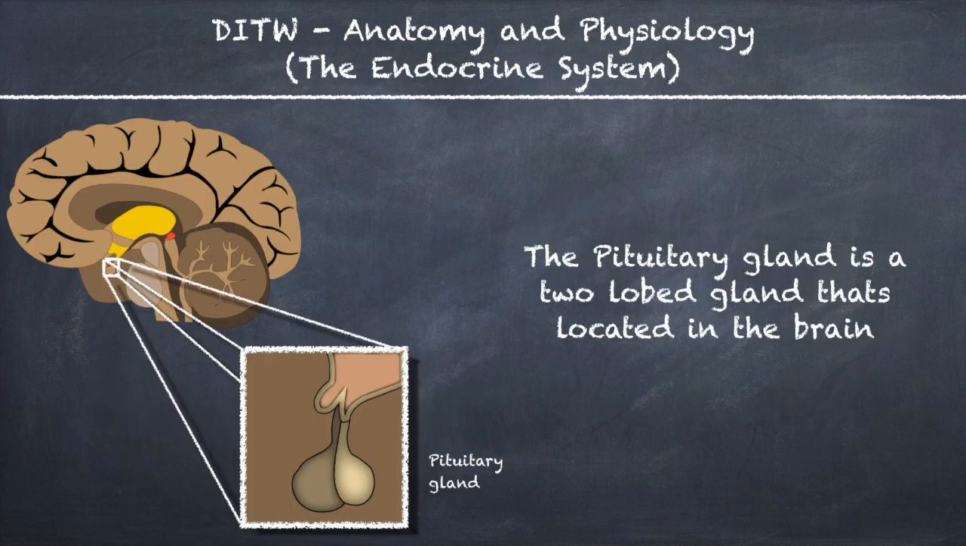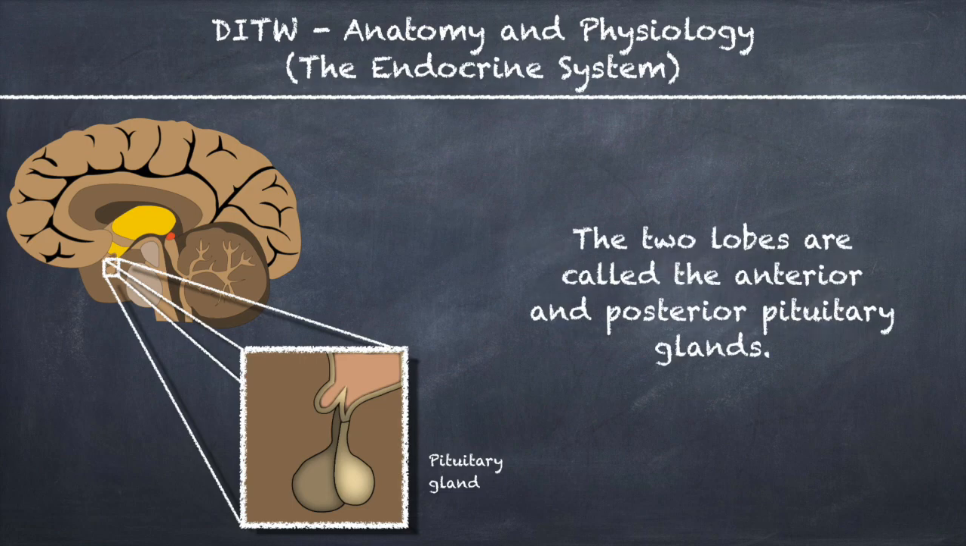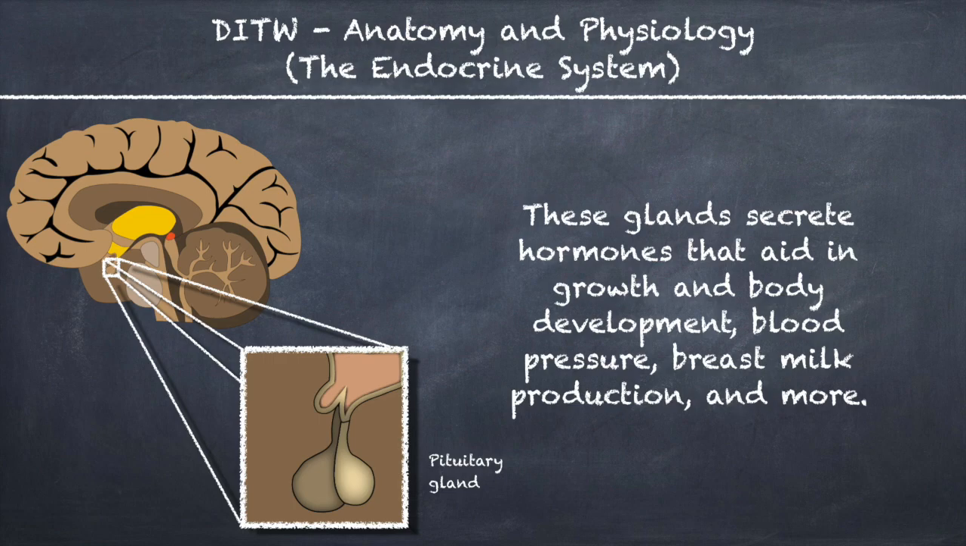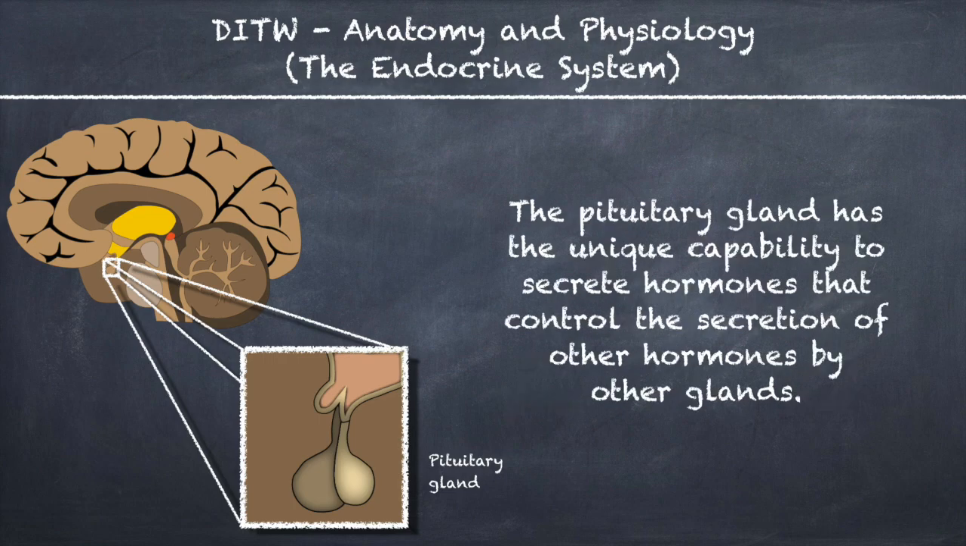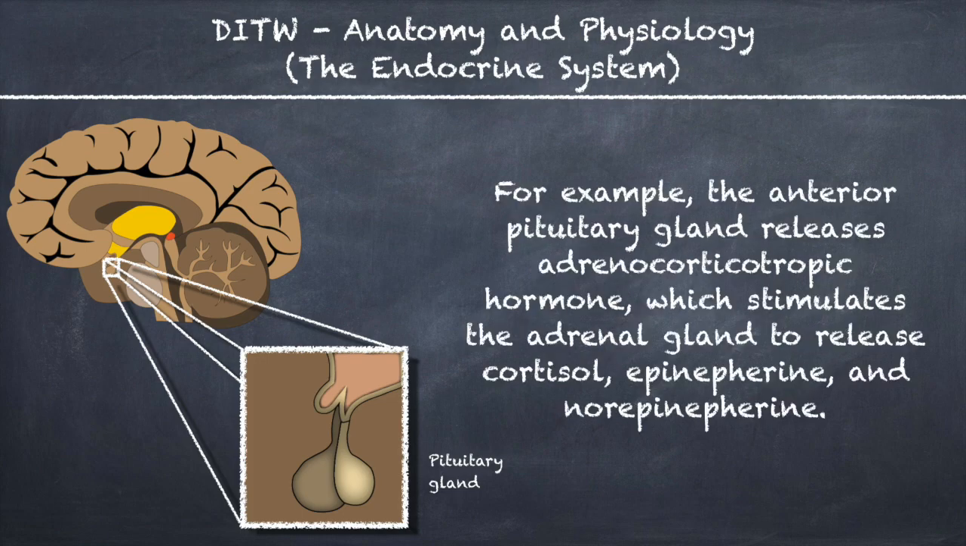The pituitary gland is a 2-lobed gland that's located in the brain. The 2 lobes are called the anterior and posterior pituitary glands. These glands secrete hormones that aid in growth and body development, blood pressure, breast milk production, and more. The pituitary gland has the unique capability to secrete hormones that control the secretion of other hormones by other glands. For example, the anterior pituitary gland releases adrenocorticotropic hormone, which stimulates the adrenal gland to release cortisol, epinephrine, and norepinephrine.